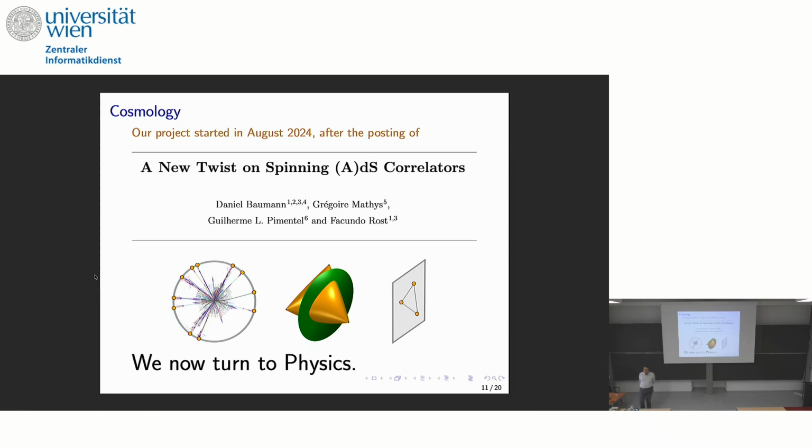This was shortly after, maybe a month after, a paper by Daniel Baumann, who is one of the collaborators. He's the cosmologist, with his collaborators here. They had this 4-author paper called A New Twist on Spinning AdS Correlators. And we started discussing, right? We're now in a synergy project, so we're supposed to talk to each other. And in this paper, I saw these funny spinor brackets from yesterday. I saw all the structures that looked a little bit like the kind of thing, and we started talking, and it became more and more interesting.